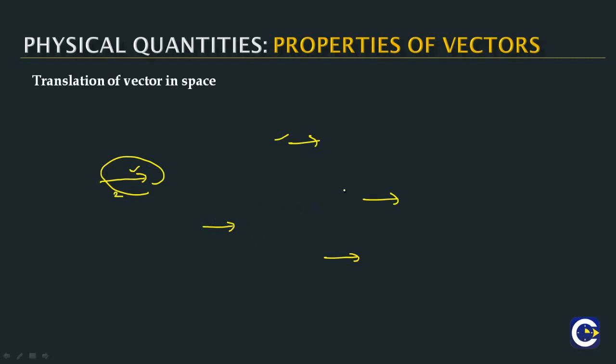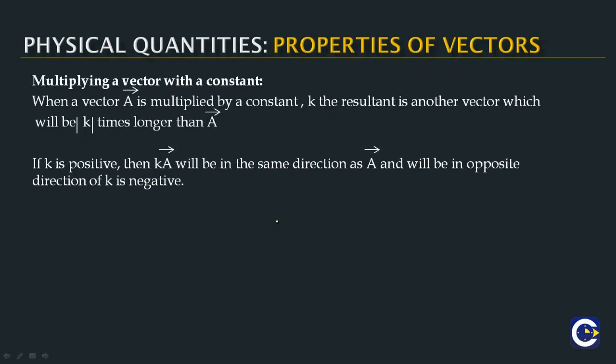So why we should not change the direction is, the moment we change the direction, that makes the vector be a different vector. Why? Because a vector is also associated with the direction part. So translation of vector in space will not change the vector value.